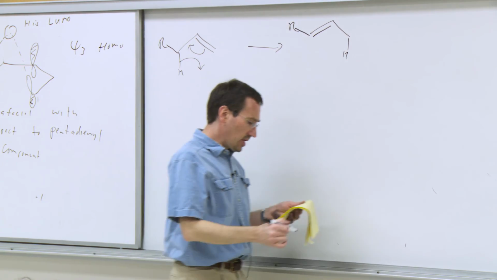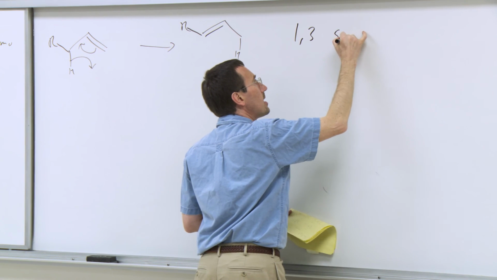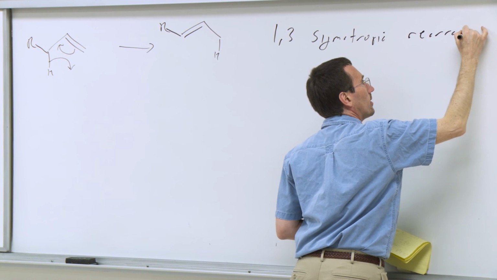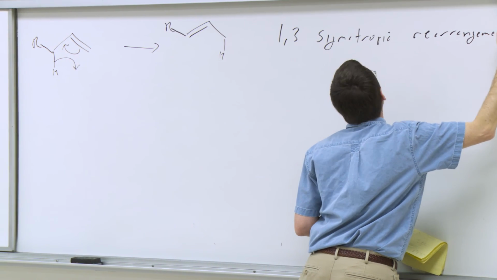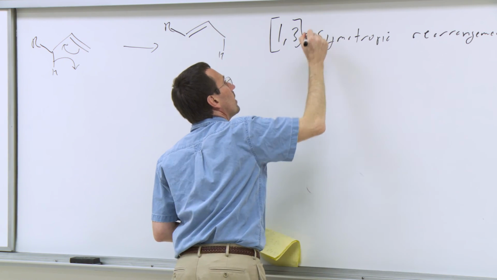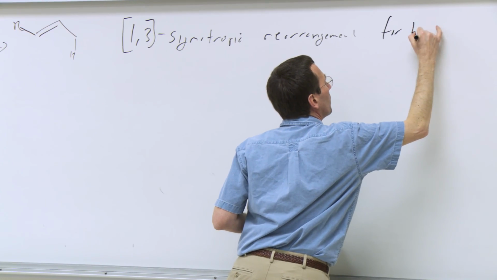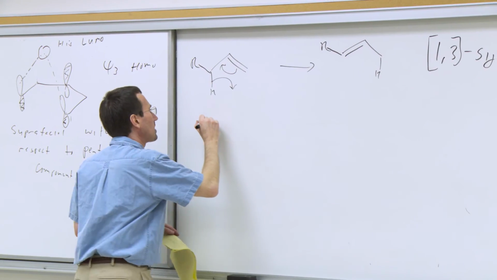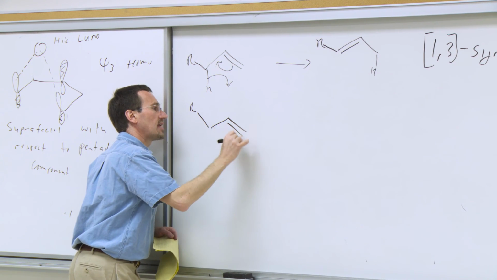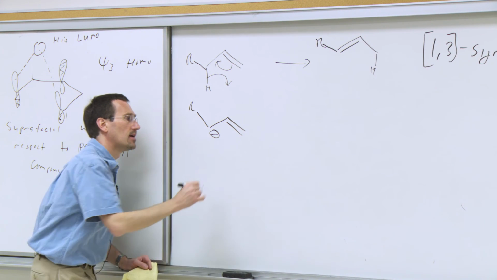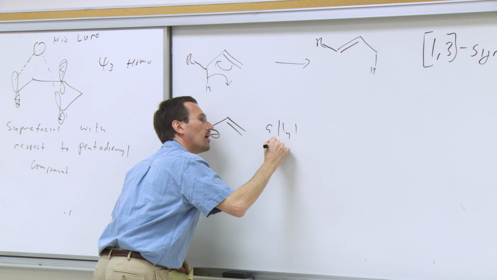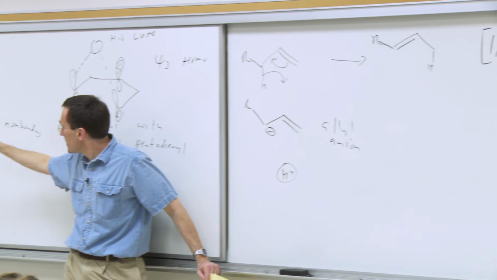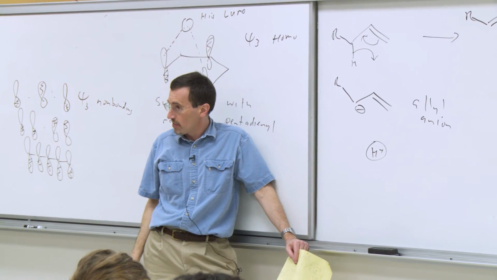So this reaction, a 1,3 sigmatropic rearrangement, is forbidden. And we're going to do the exact same conceptual exercise. We're going to consider this as an allyl anion and a proton, just as we considered this as a pentadienyl anion and a proton.